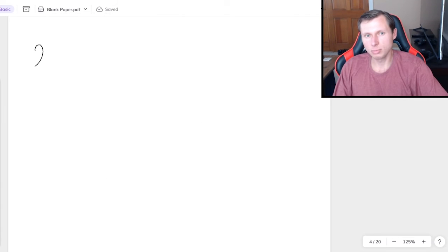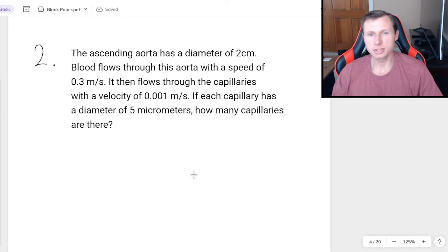And now I got one more for us today. This one I'm going to have to type out because it's pretty long. So here's a famous problem that I've seen before. The ascending aorta has a diameter of 2 centimeters. Blood flows through this aorta with a speed of 0.3 meters per second. It then flows through the capillaries with a velocity of 0.001 meters per second. If each capillary has a diameter of 5 micrometers, how many capillaries are there?